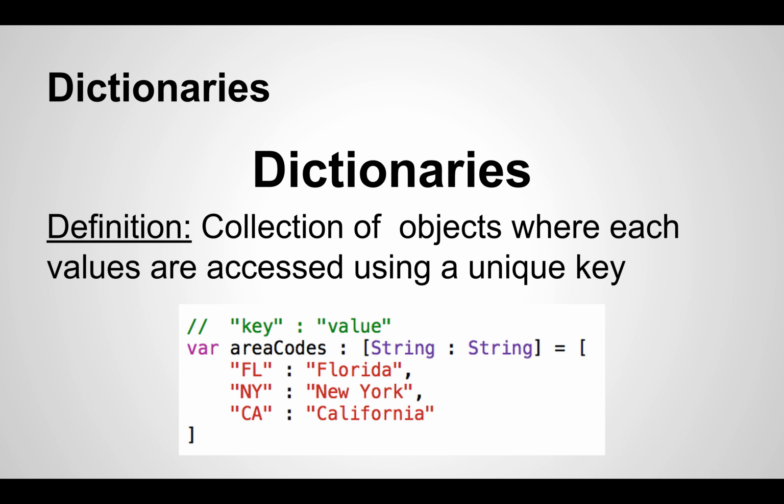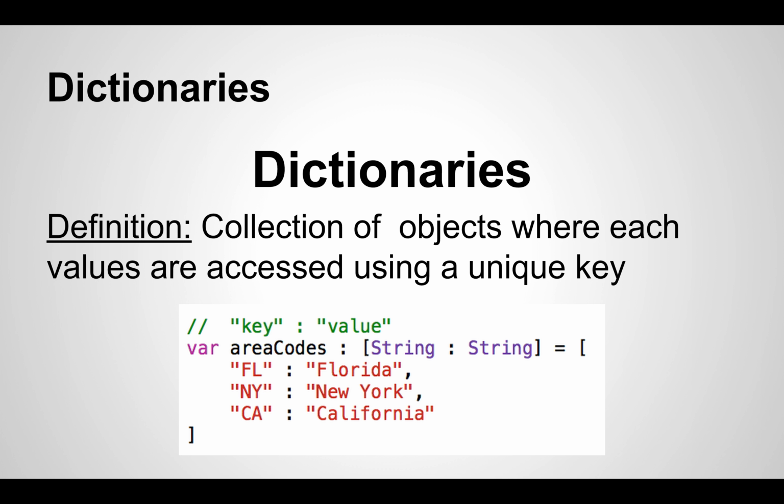Now, let's take a look at the other type of collection. This is a dictionary. Now, what's a dictionary? It's a collection of objects where each value is accessed using a unique key. The difference between a dictionary and an array is that each value, instead of being referenced by an index such as 0, 1, 2, 3, is referenced by a key, and that key, you're the one that defines what it is.